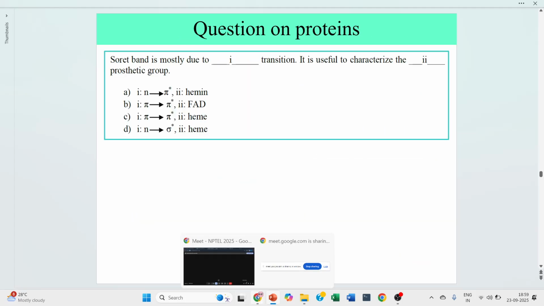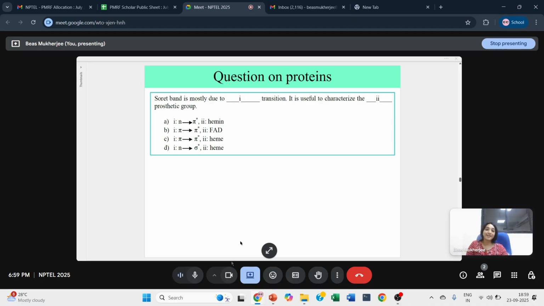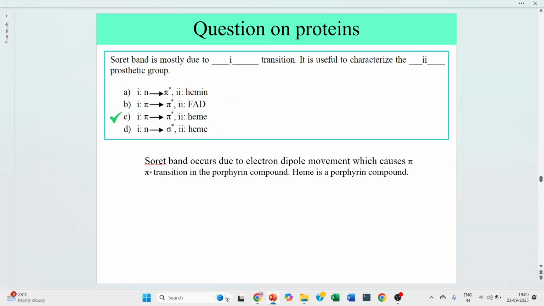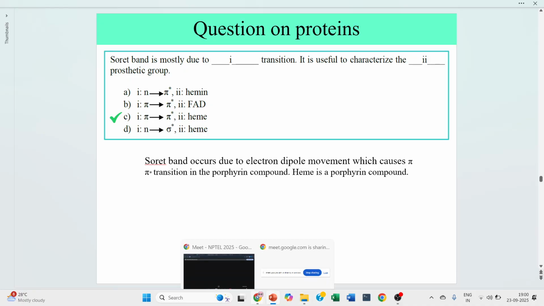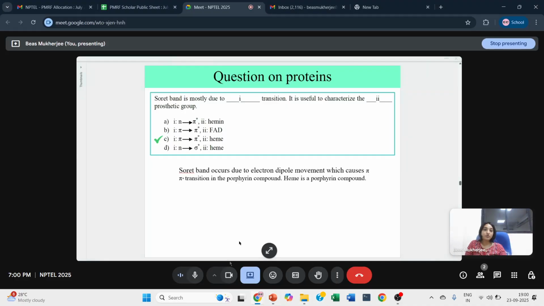So now we have a question. Why do we discuss this? Of course that is because you have a question based on that. So what is a Soret band? The Soret band is mostly due to dash transition, and it is useful to characterize the dash prosthetic group. Of course you know the answer is pi to pi star and heme. The Soret band occurs due to electron dipole movement which causes pi to pi star transition in the porphyrin compound. Heme is a porphyrin compound.